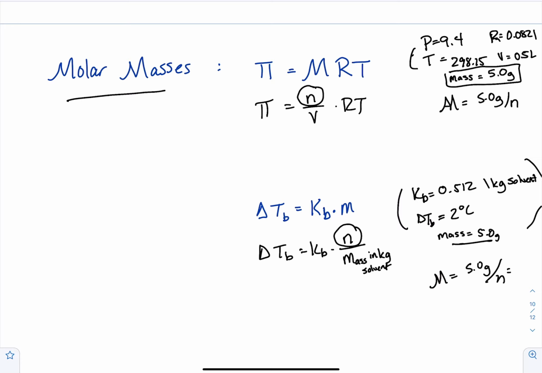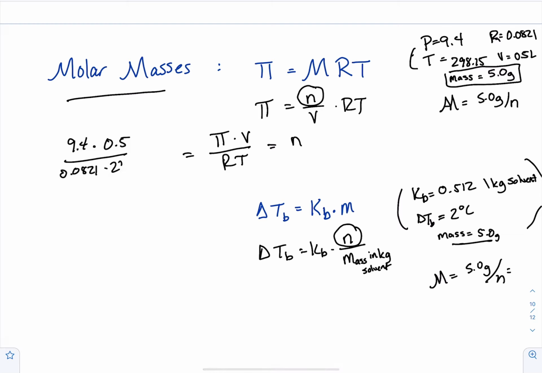I'm going to go ahead and just rearrange it really quickly. So I'm getting pi times V over RT equals n, and I'm just going to plug these numbers in. So I've got 9.4 times 0.5, that's my volume, over my R, which is 0.0821, times my temperature, which is 298.15. That'll get my n value right there.